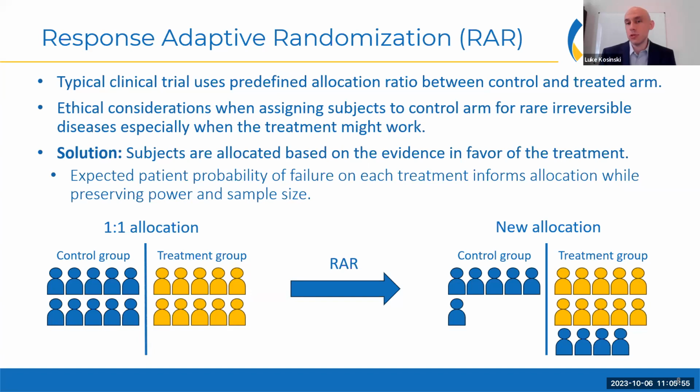So one possible solution is to use information to decide the allocation ratio. So in this case, we have subjects being allocated based on the evidence in favor of treatment.